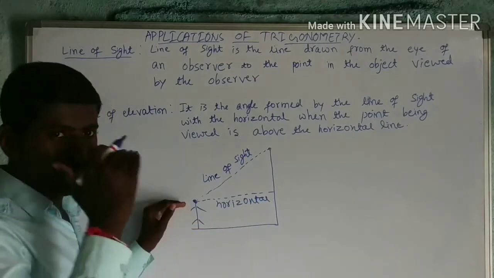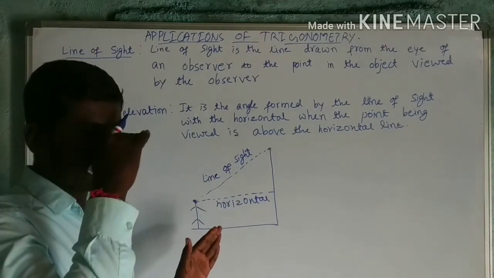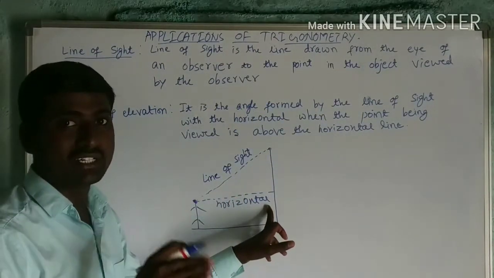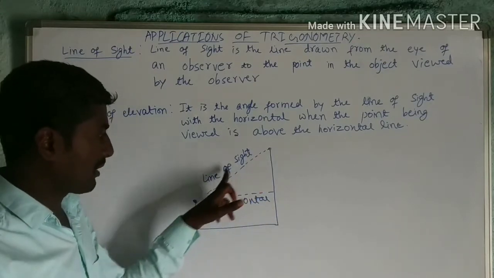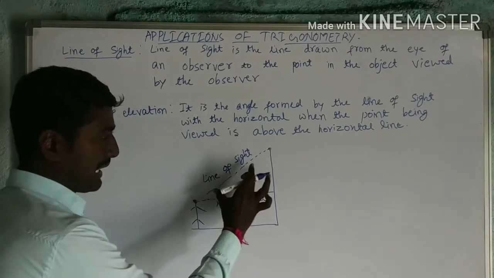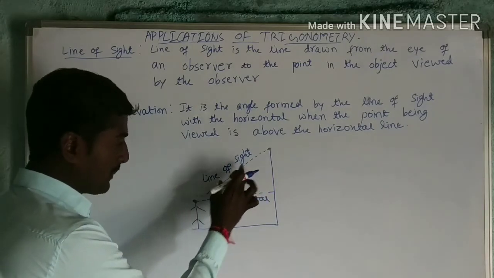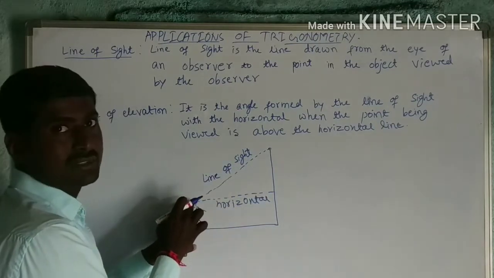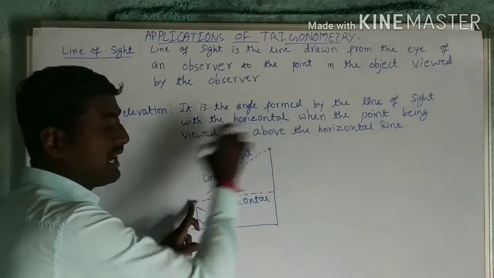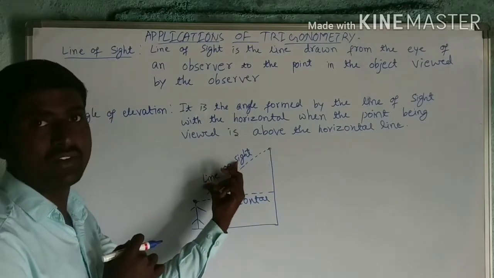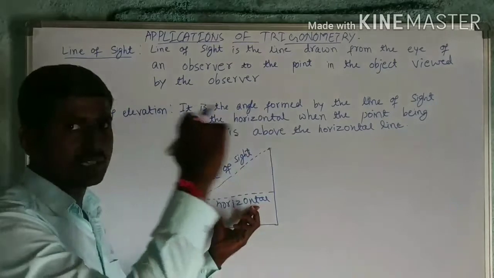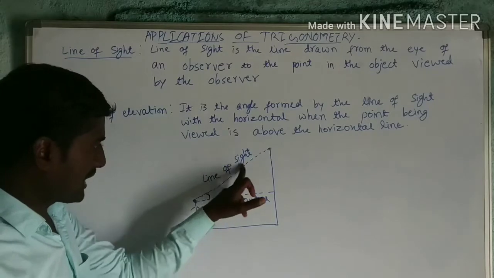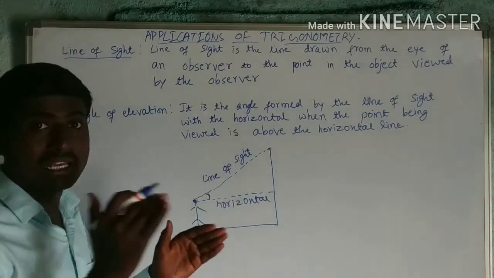So when the observer is standing, this direction is called what? The horizontal line or horizontal level. And this is called the line of sight. It is a line formed from the eye of the observer to the point in the object. So this is the line of sight and this is a horizontal line. There is an angle formed between these two, the line of sight and the horizontal line.